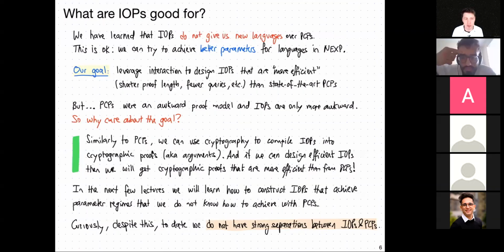Ale, I might have a question that's maybe related to the last one. Is it only about making it more efficient, or do we get some nice structure if we use this interactive model that might be useful for, I don't know, constructing crypto protocols based on, let's say, standard assumptions?